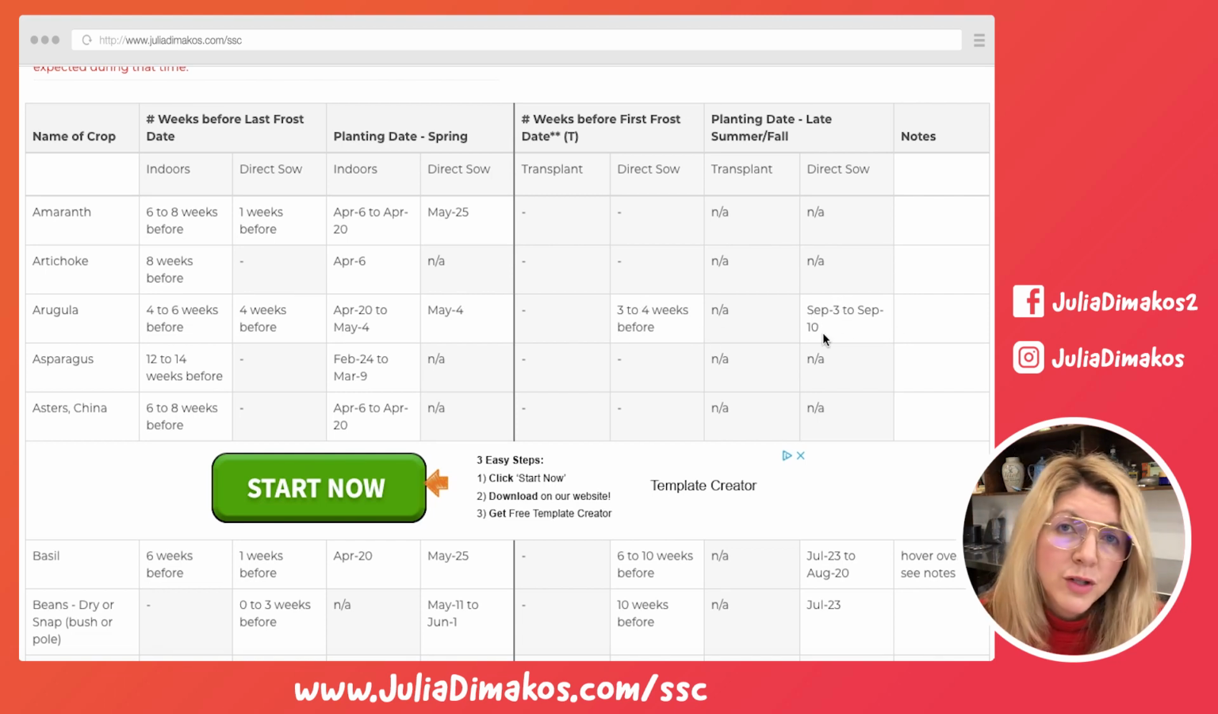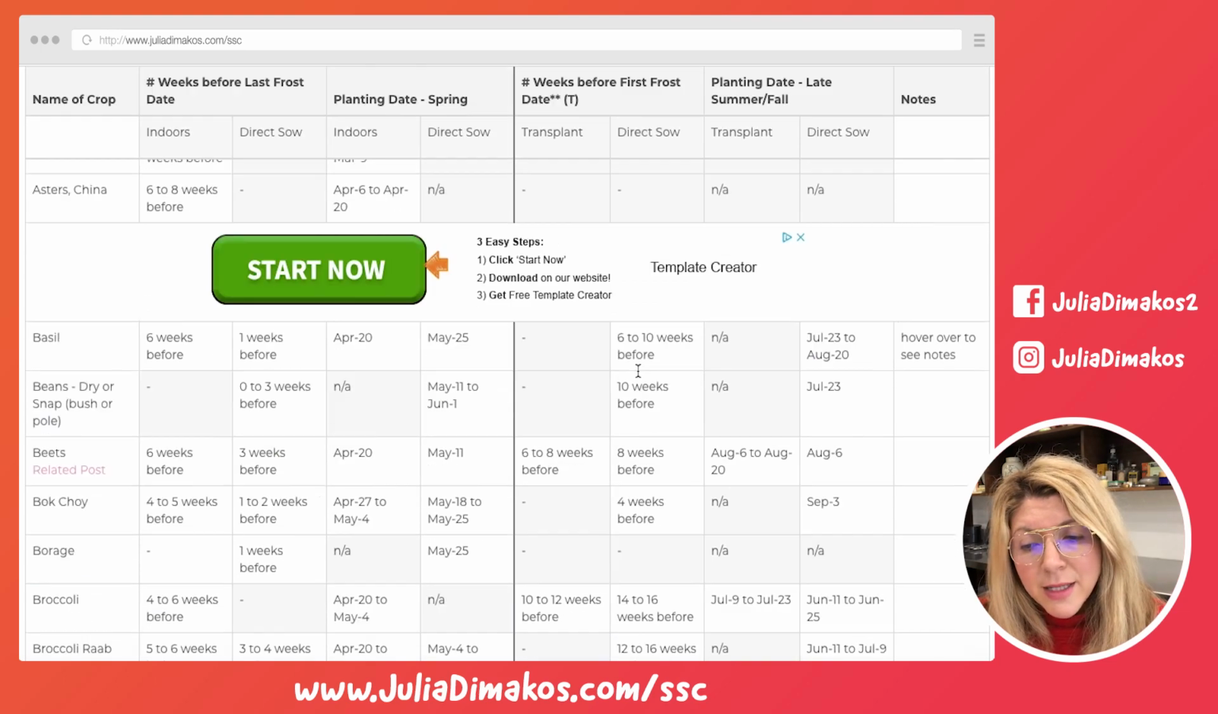So if my first frost date is October the 1st, it does not mean that the arugula will die after that first frost, because usually the first frost is a very light frost, but it will continue to grow. But if I plant it any later than September the 10th, I probably will not have a harvestable crop. So that's basically how it works.